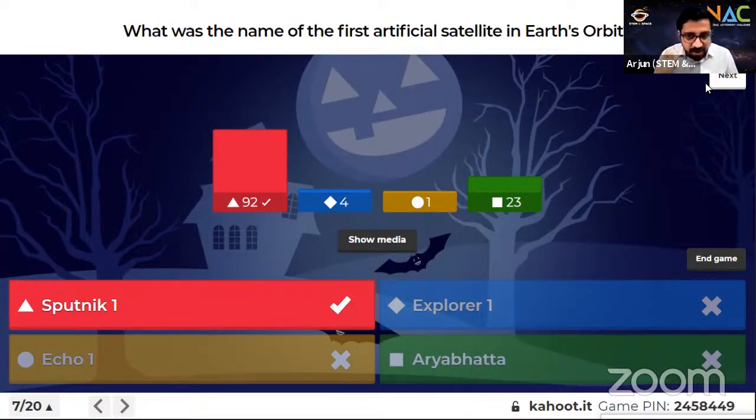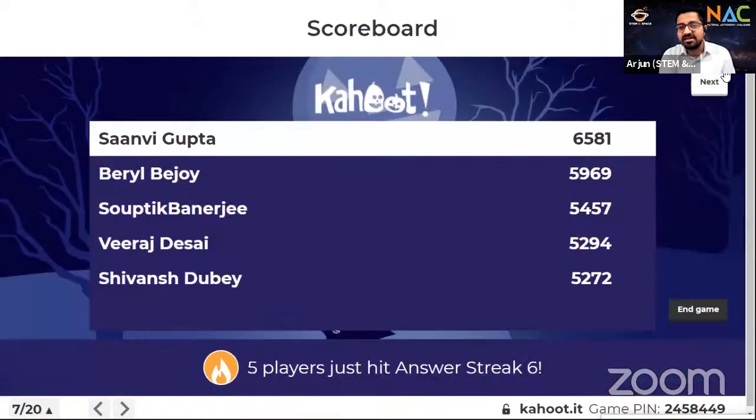Then the Aryabhata, which 23 of you have answered, is actually the first satellite launched by India. I asked, what is the first artificial satellite in the Earth orbit in the whole world? And for the world, the answer goes to Sputnik 1. 92 of you got it correct. Great job. And with this, Sarthak has entered the top five, and five players have maintained the answer streak of six.